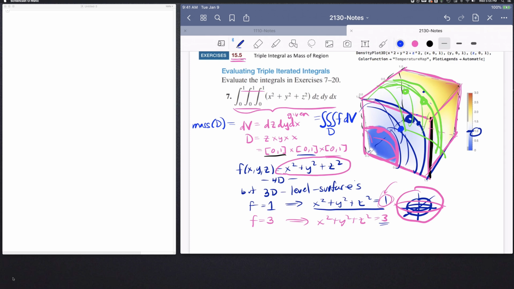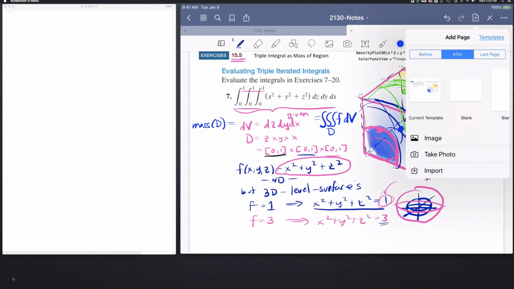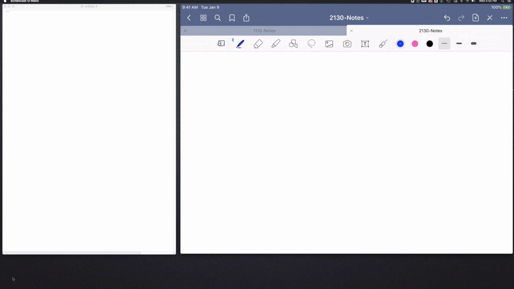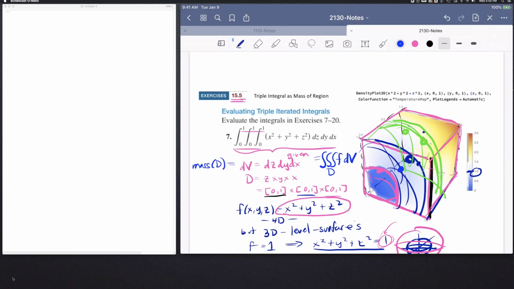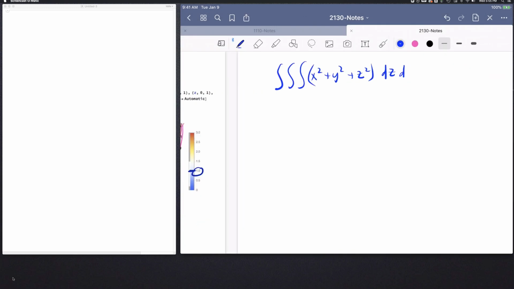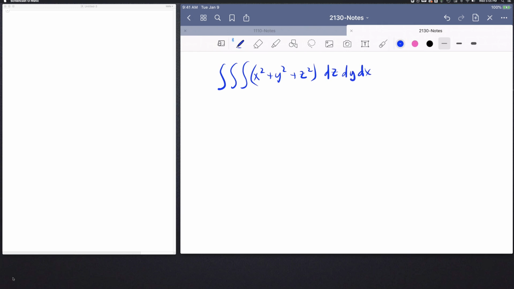So we're integrating over a cube, 0 to 1, 0 to 1, 0 to 1, and we're integrating the function x squared plus y squared plus z squared. And we were integrating in the order dz, dy, dx, and z went from 0 to 1, y went from 0 to 1, and x goes from 0 to 1.